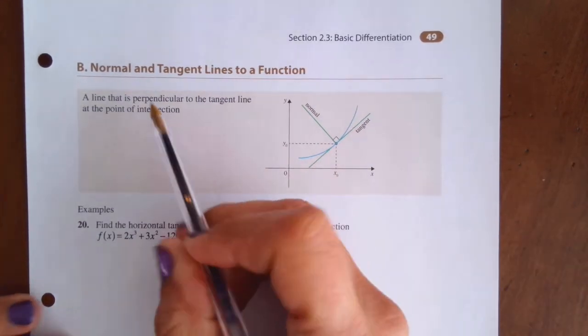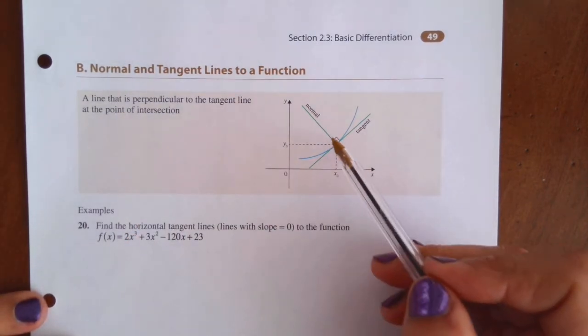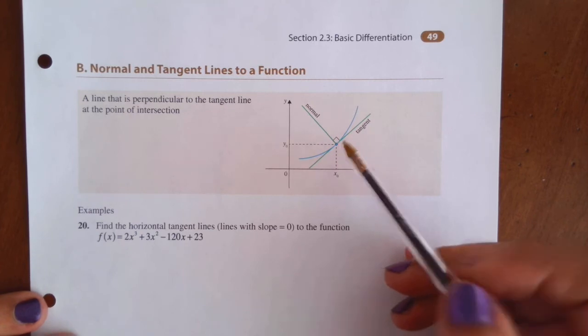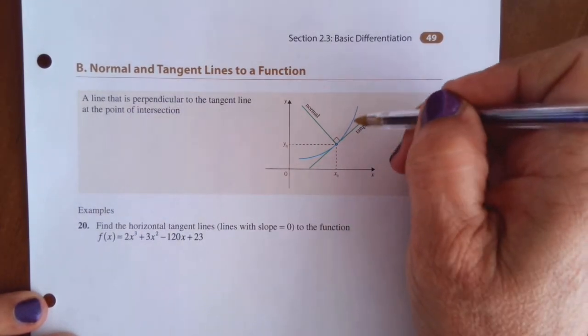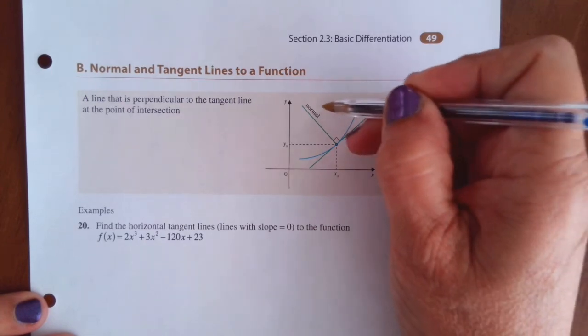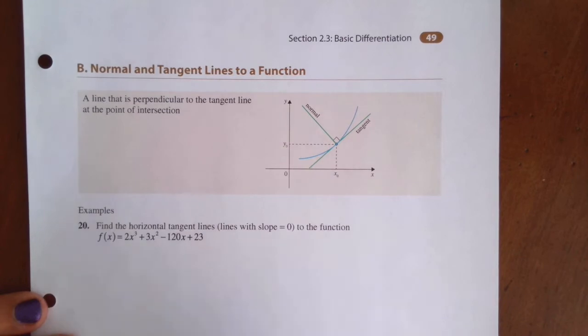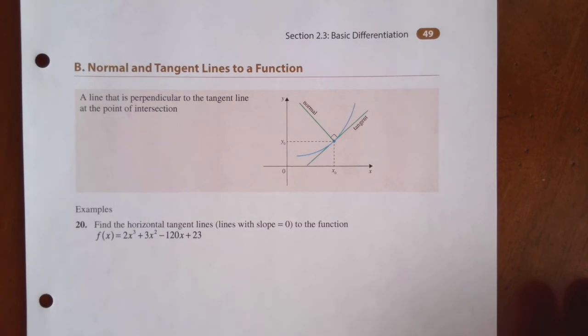Now we're going to bring into this what we call normal lines. A normal line is perpendicular to any tangent line at any given point. So if I changed my point up here, then the tangent line would be here, and the normal line would be perpendicular to that tangent line. So they have to give you a value, or tell you where you're finding these lines, so you know what points to use. Okay?